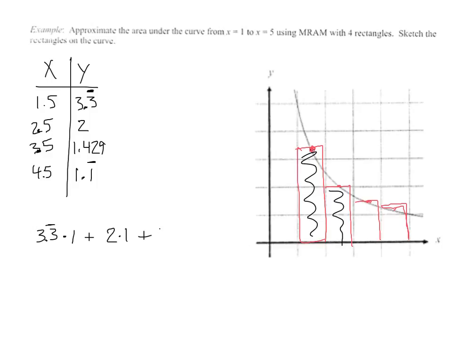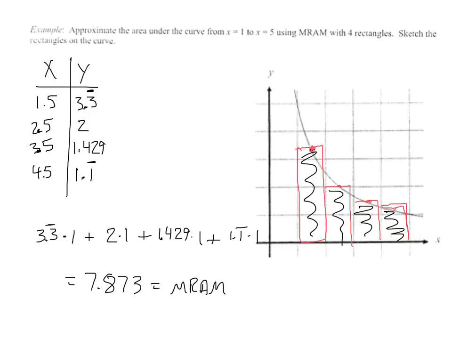The next one would be 1.429 times a base of 1. That's going to give me this area. And a 1.1 repeating times 1, that'll give me the last one right there. Okay, I add those together. And when I do that, I get 7.873 square units. That's for MRAM. Again, it's just an estimate.